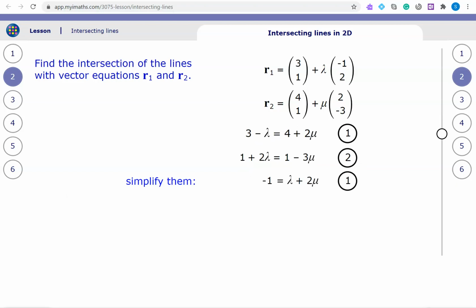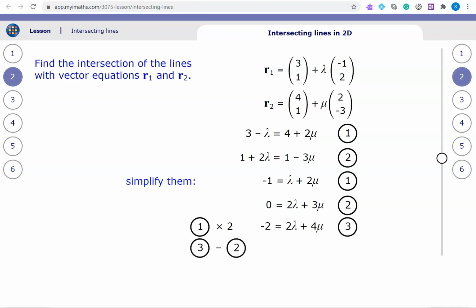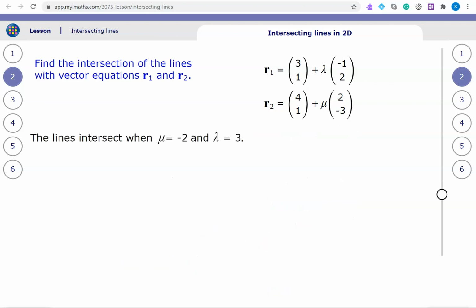So if I rearrange and simplify, I get my 2 equations. And if I take equation 1 and double it, and then subtract the 2, equation 3 minus equation 2, I'll come up that mu is equal to minus 2. And if I plug that into equation 1, I'll come up that lambda is equal to 3. So the lines will intersect when mu is equal to minus 2 and when lambda is equal to 3.